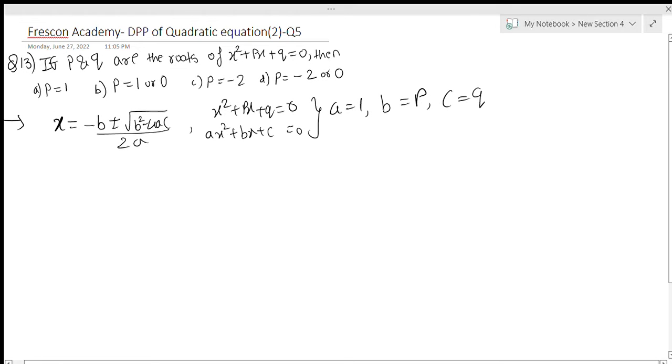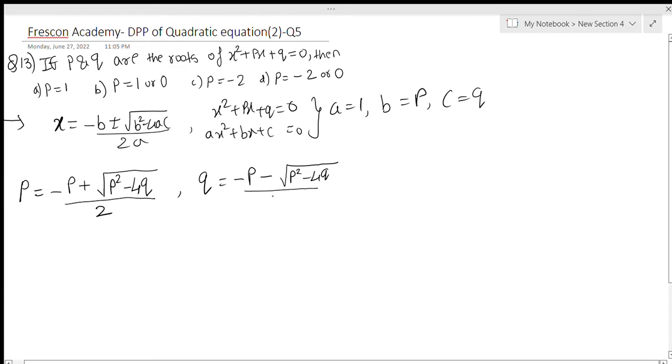There are two roots of this x, one with the positive sign in the middle and the other with the negative sign. So we can write that p is equal to minus p plus under root p square minus 4 into 1 into q, that is 4q, whole upon 2 into 1, that is 2. Similarly, q will be minus p minus under root of p square minus 4q upon 2.